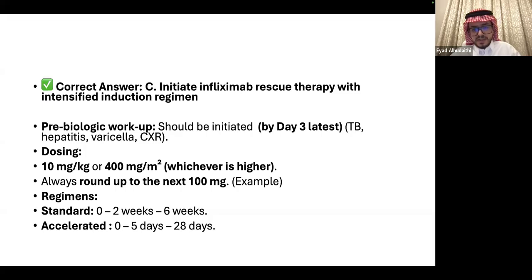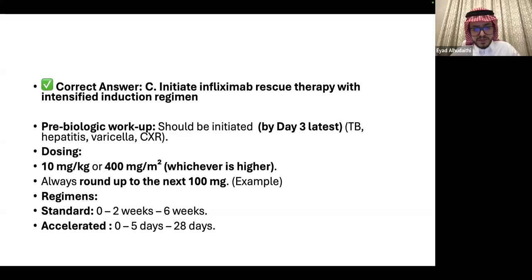And it goes like 0 to 6, then 14. But the intensified induction, or accelerated, even intensified induction, is 10 milligram per kg or 400 milligram per meter square. What we do is calculate both, and whichever is higher, you choose that. And always round up to the next 100. For example, if your calculation turns out to be 301, then go for 400.